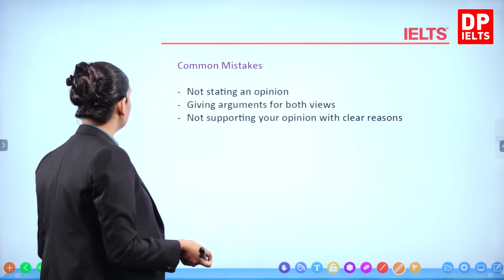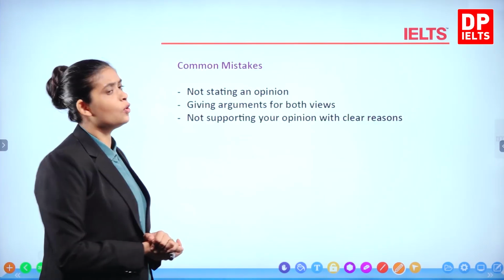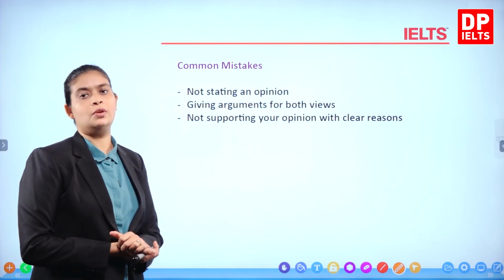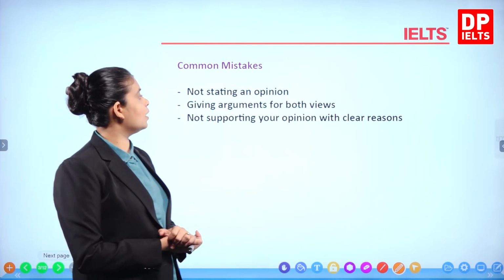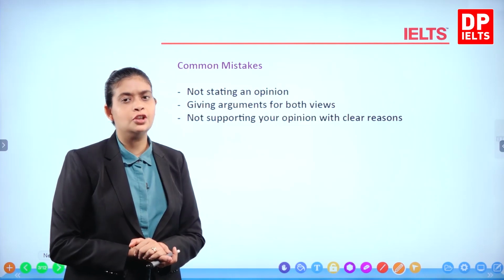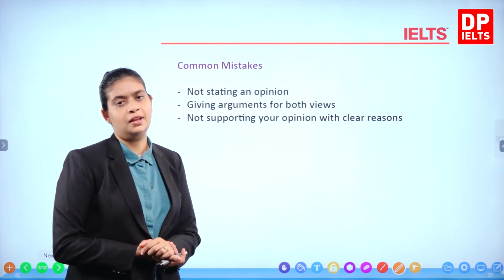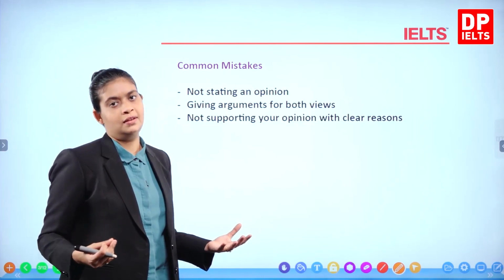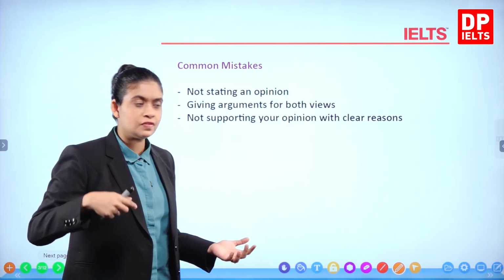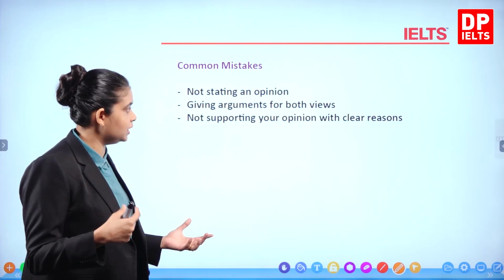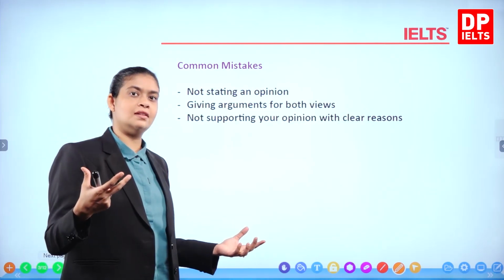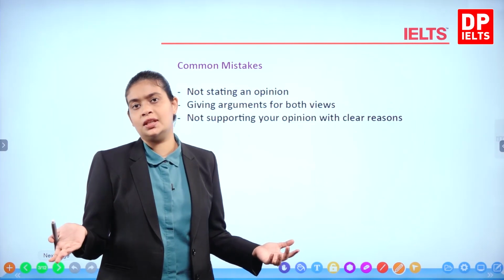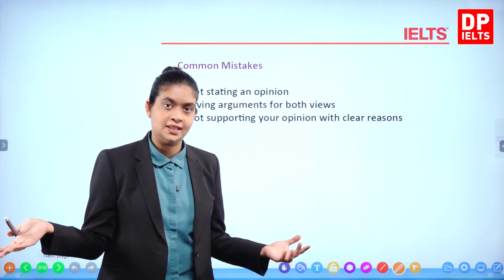Now, what are the common mistakes that students make in this style of essay? The first one is that sometimes they don't state their opinion. They write about everything, but they don't write their opinion. It is important that you write your opinion at the start. But if they ask you to discuss both views and give your opinion, sometimes you could write it at the end.